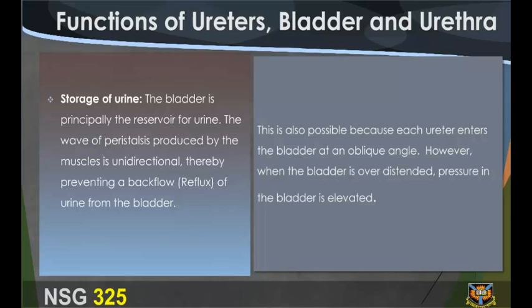The wave of peristalsis produced by the muscles is unidirectional, thereby preventing a backflow or reflux of urine from the bladder. This is also possible because each ureter enters the bladder at an oblique angle.